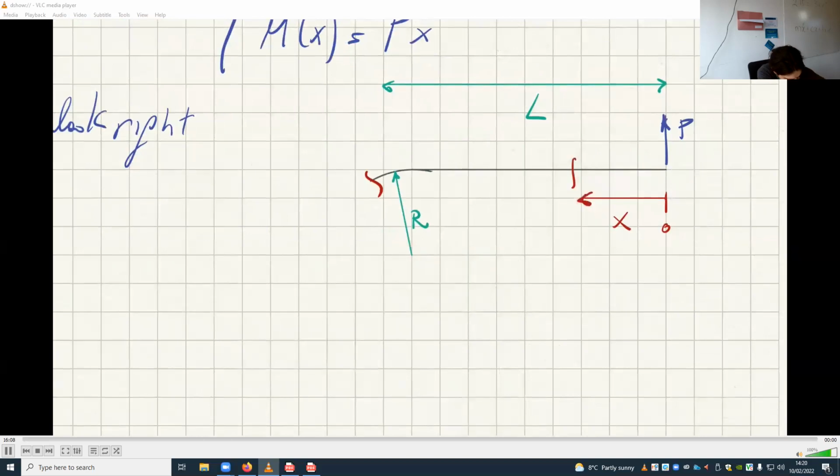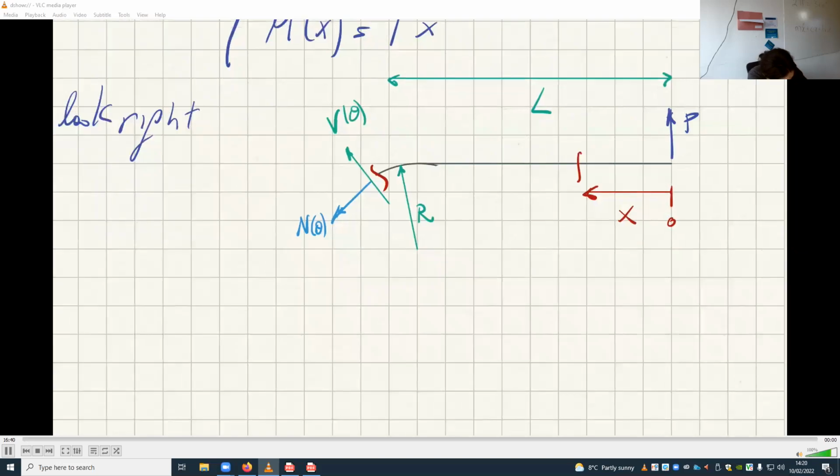And here I have, again, the normal force. And in this case, it's n of theta, because it's a curved component, so I want it as a function of the angle, because this cut is moving angularly now. It's not moving in a straight line. And I want v of theta, which is, of course, perpendicular to n of theta. And I want m of theta.